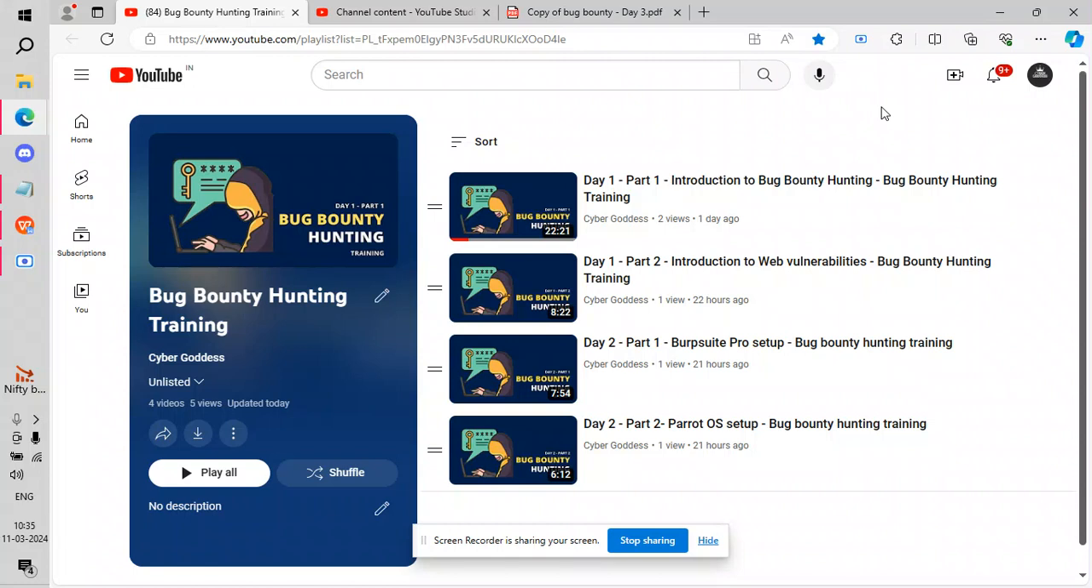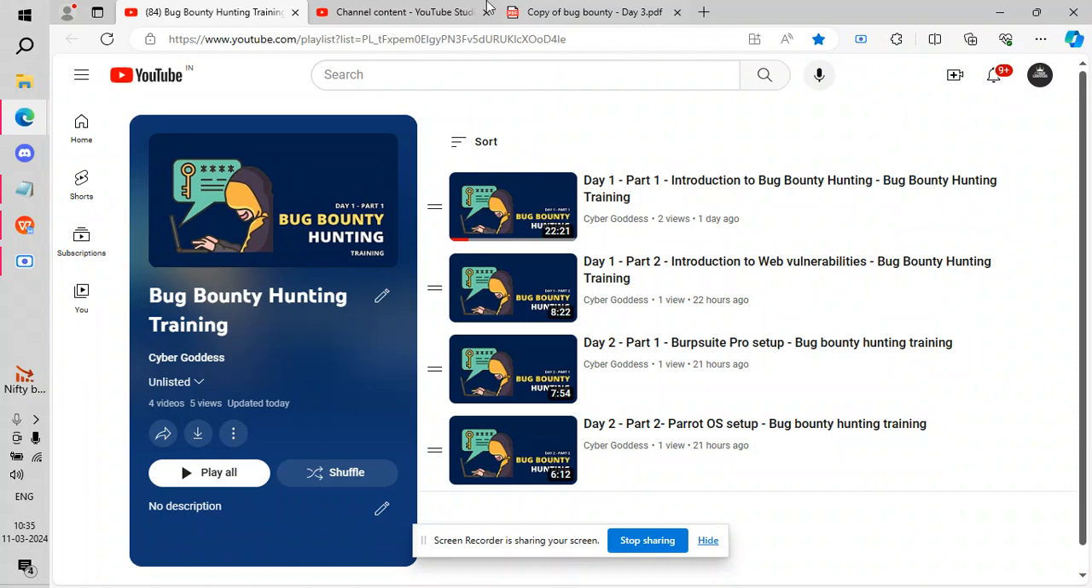In the last class, we discussed some lab setup, some introduction to cybersecurity, introduction to bug bounty hunting, and some common bug bounty hunting platforms, right? So today we are going to dive into the ethical hacking methodologies, the approach an ethical hacker or a bug bounty hunter needs to follow.